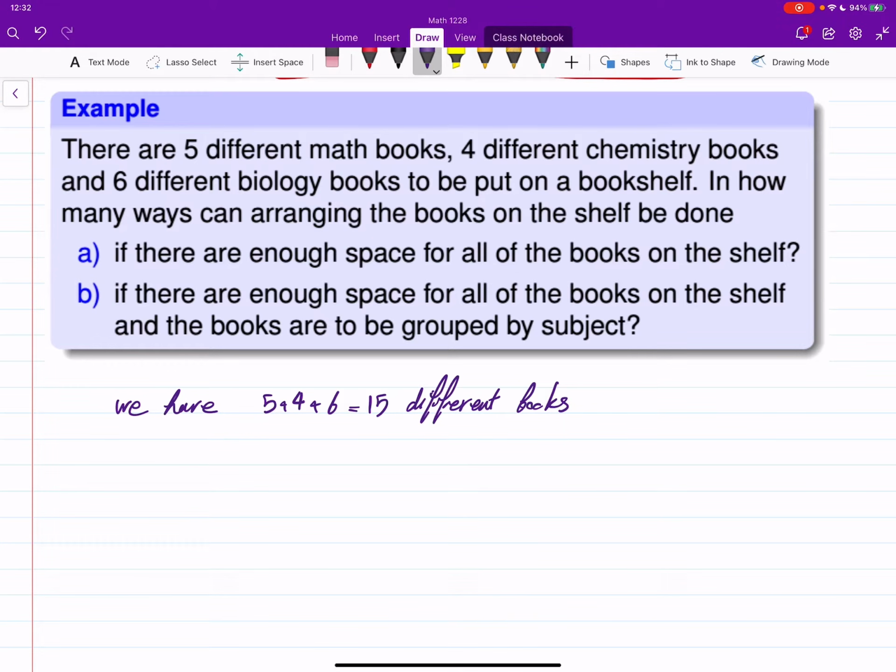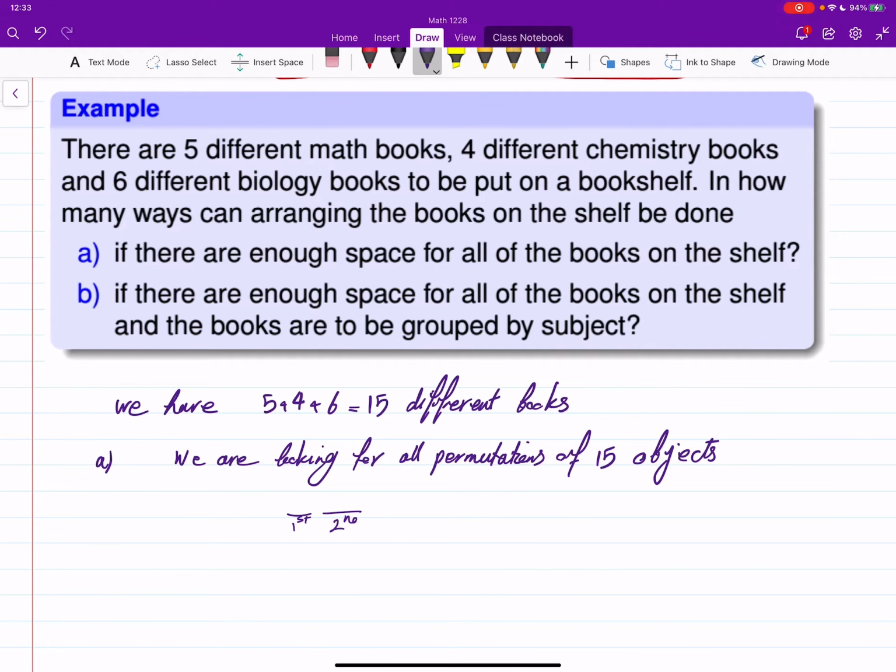So this is part A. We are looking for the number of permutations of 15 different distinct objects here. So we have the first, then second, and this will go up to the 15th, yes? And as we did above, by the formula we have, this is going to be 15 factorial.